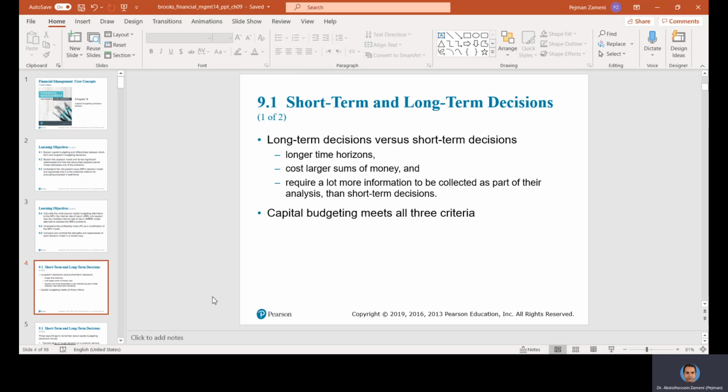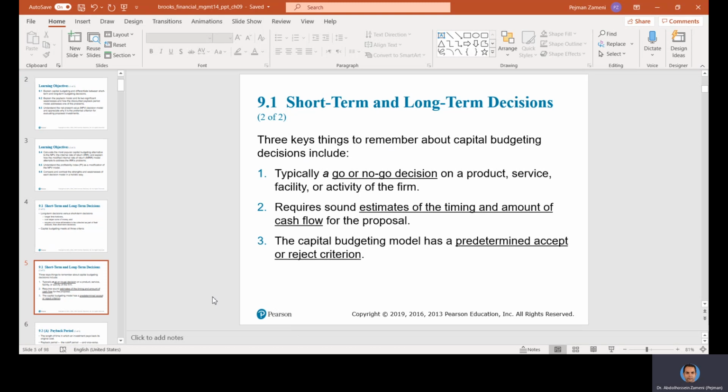Okay, short-term and long-term decisions. Long-term decisions versus short-term decisions. Longer time horizons cost larger sums of money and require a lot more information to be collected as part of their analysis than short-term decisions. Here it shows the difference between making a decision on long-term and short-term projects. And capital budgeting meets all three criteria. It means that we're going to need some techniques in order to choose among projects, which is called capital budgeting.